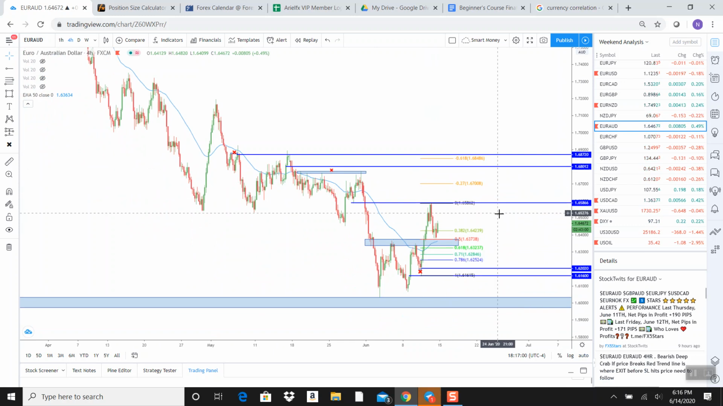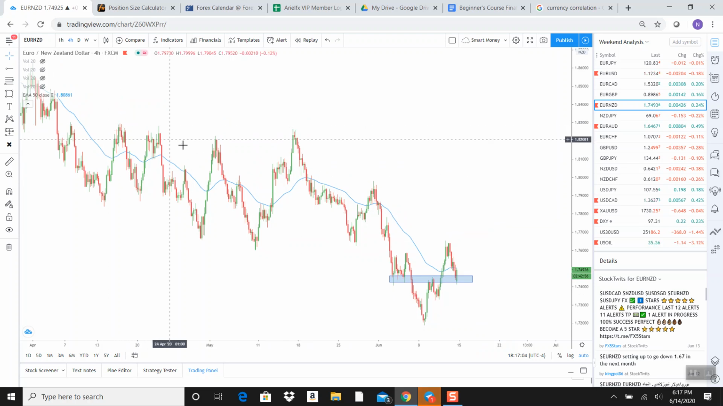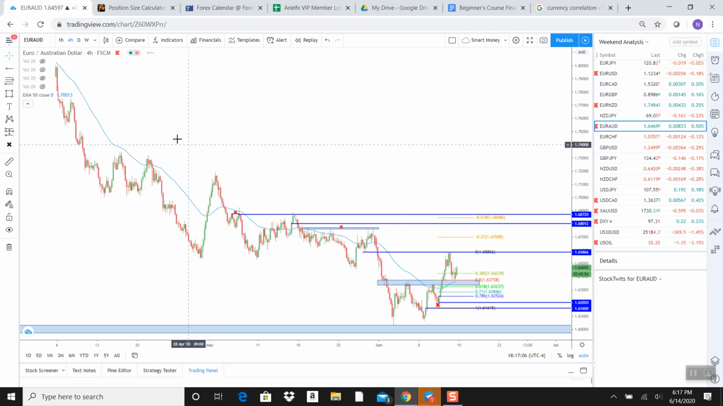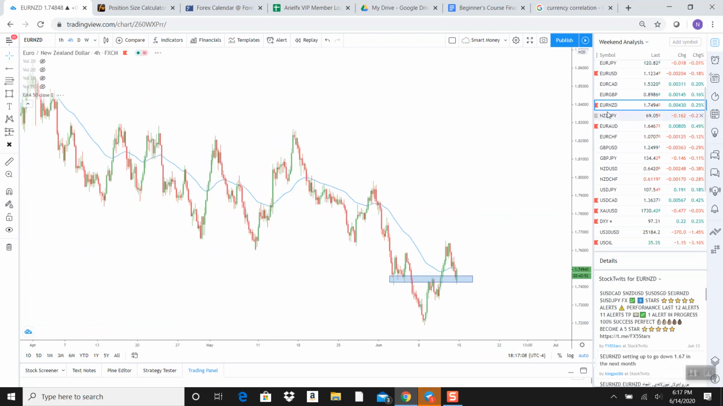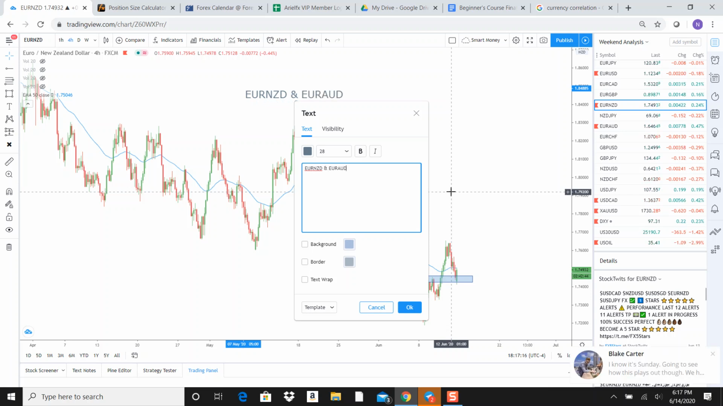Just disregard all the markups. These are from the analysis that I did. But you can see the correlation, the sells on Euro AUD, the sells. And look at this, Euro AUD and Euro NZD. I'll just put it up here so you can visualize it. Euro NZD, Euro AUD. Sorry about that, guys.